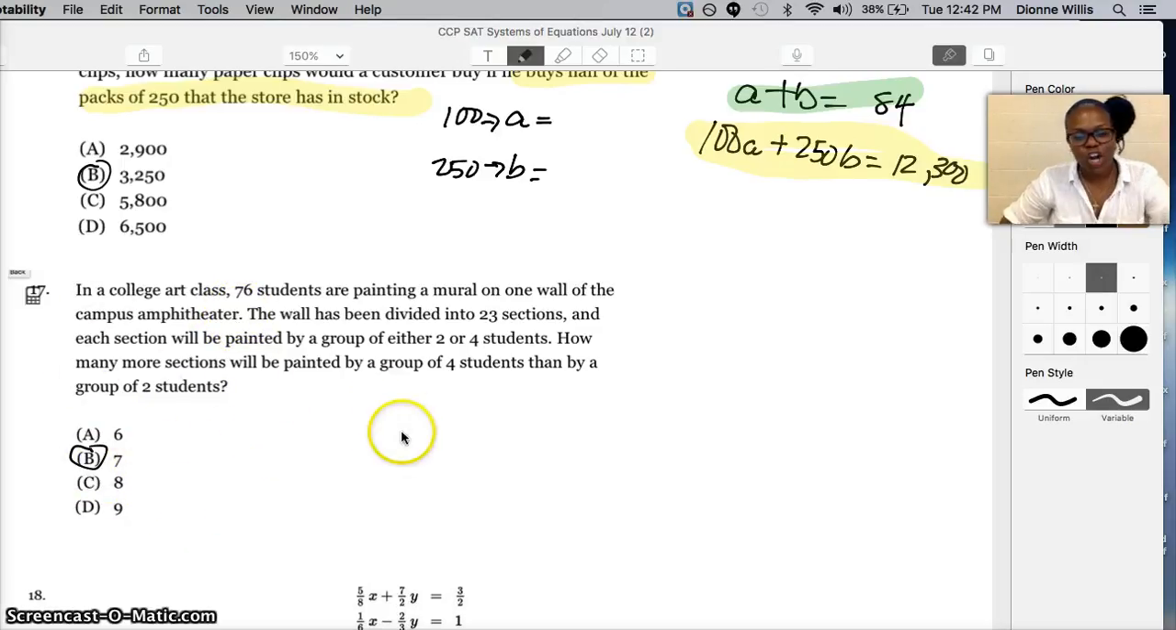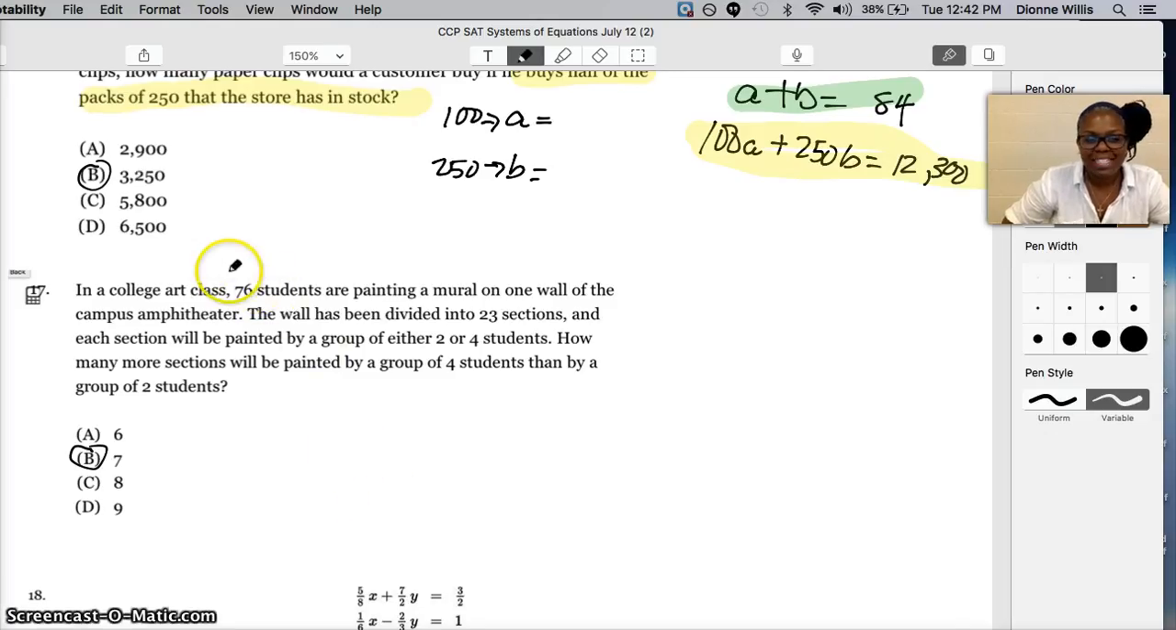So in a college art class, 76 students are painting murals on one wall of the campus amphitheater. The wall has been divided into 23 sections, and each section will be painted by a group of either 2 or 4 students. How many more sections will be painted by groups of 4 than by groups of 2?